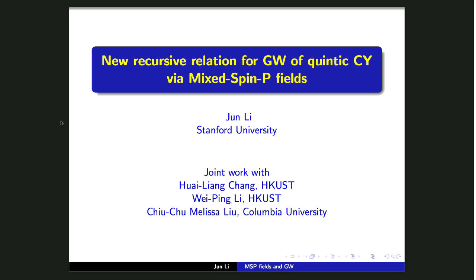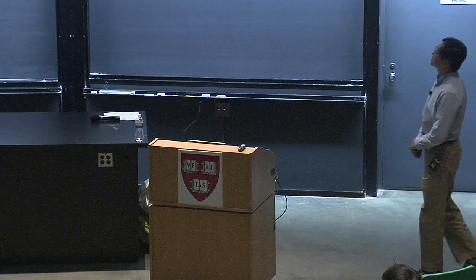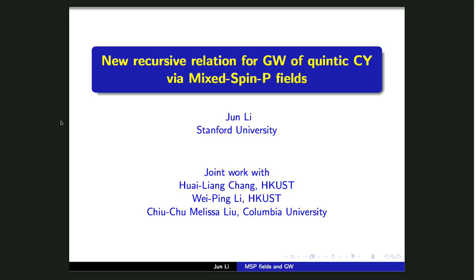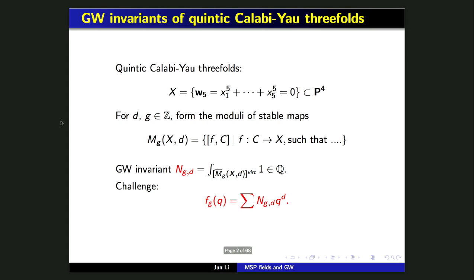Okay, so I'm going to talk about joint work with this group of people, Huailan Chang, Weiping Li, and Melissa Liu, in trying to do all genus Gromov-Witten invariants of a quintic Calabi-Yau threefold. The quintic Calabi-Yau threefold seems to be the number one, the top on the list for the Calabi-Yau three manifolds. A Calabi-Yau three manifold is a three-dimensional complex manifold that is projective, and whose canonical line bundle is trivial, meaning that it has a nowhere vanishing holomorphic three form.